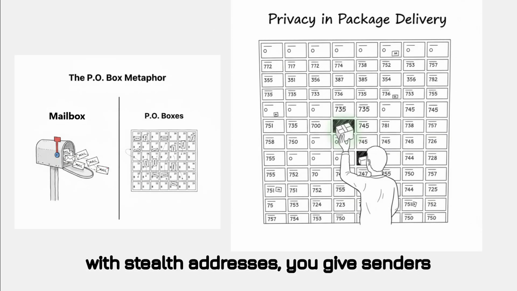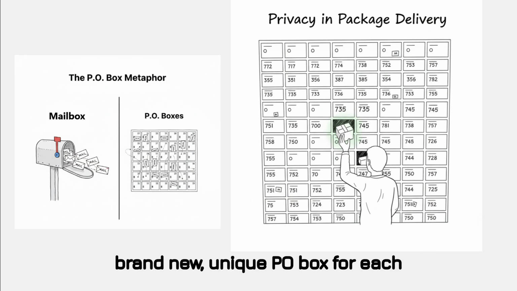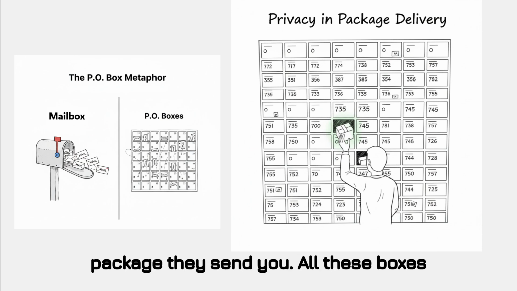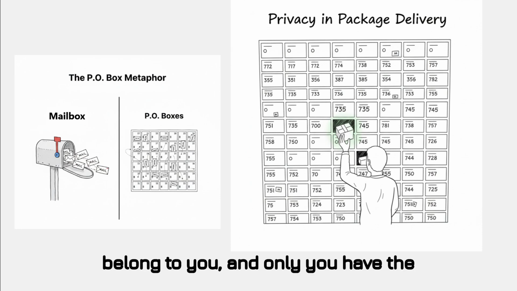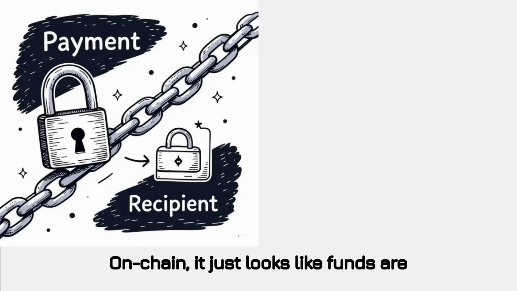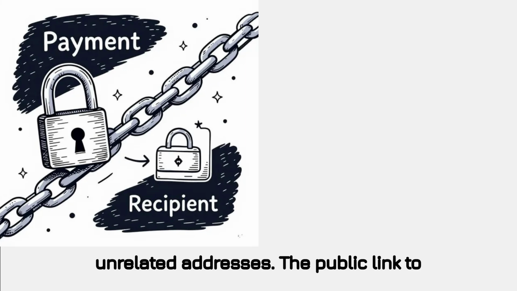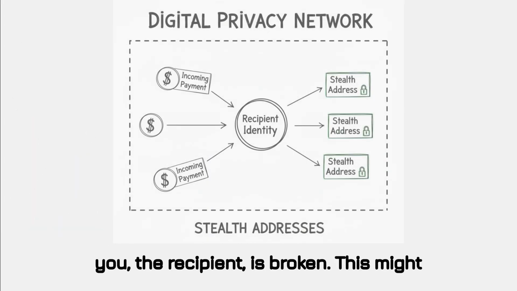But with stealth addresses, you give senders a special key that lets them generate a brand new, unique P.O. box for each package they send you. All these boxes belong to you, and only you have the master key to find and unlock them. On-chain, it just looks like funds are being sent to a series of random, unrelated addresses. The public link to you, the recipient, is broken.